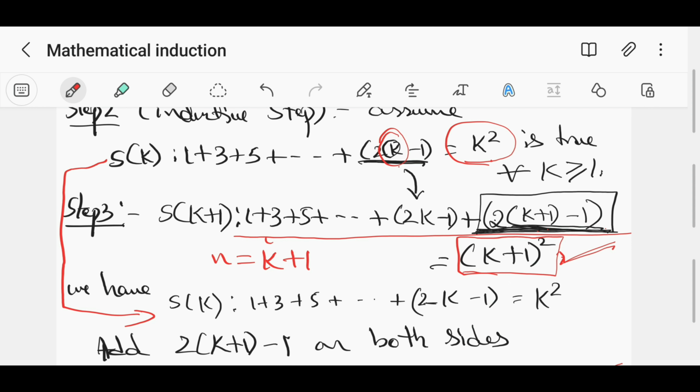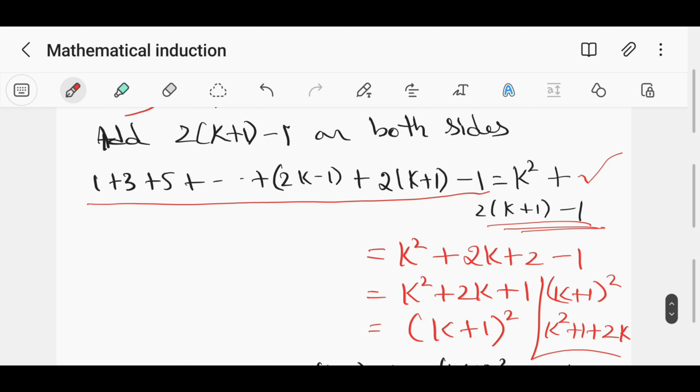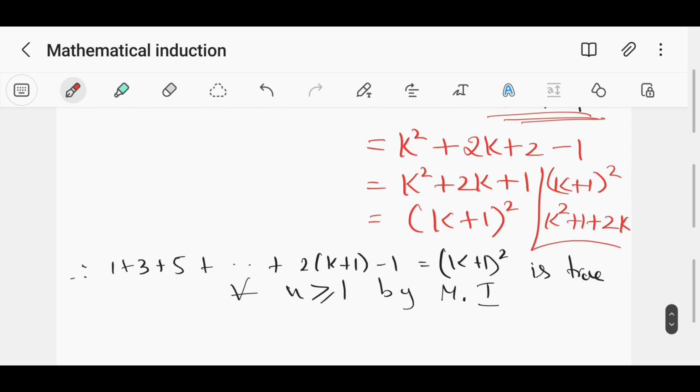You can ask me, how do we know that we have to add this term? Here in step 3, when you replace n is equal to k plus 1, you get this as an extra term. So this term has to be added on both sides. So we added that. On adding that, you get k square plus 2 times (k plus 1) minus 1. If you solve for the RHS, you get (k plus 1) the whole square. So this is what we had to prove here.